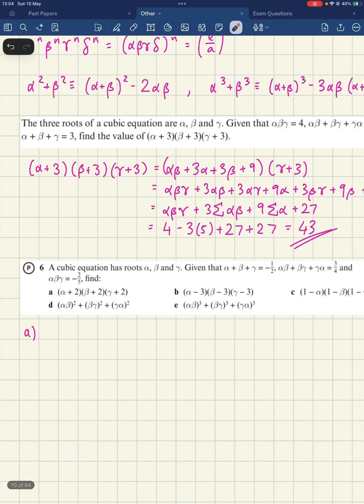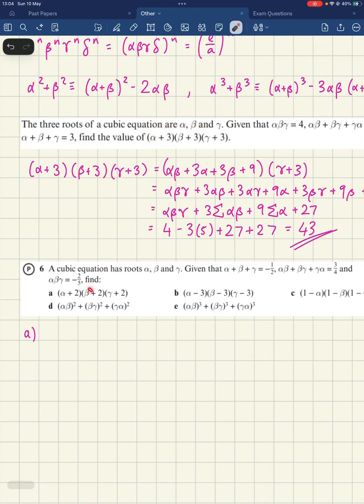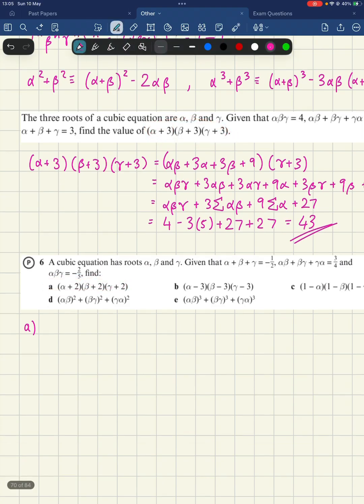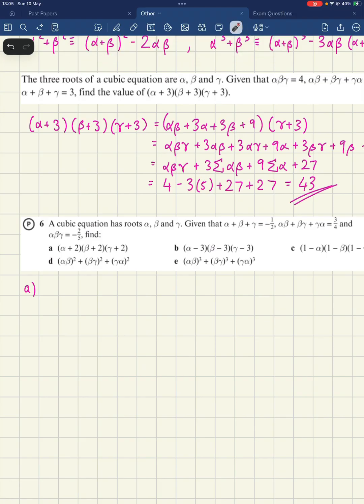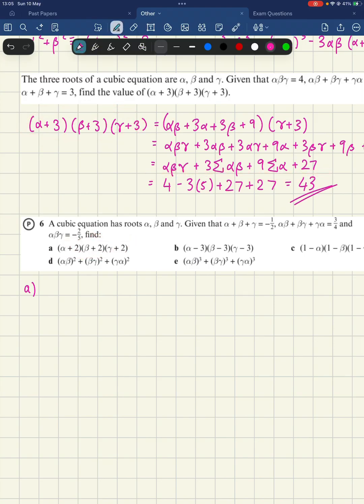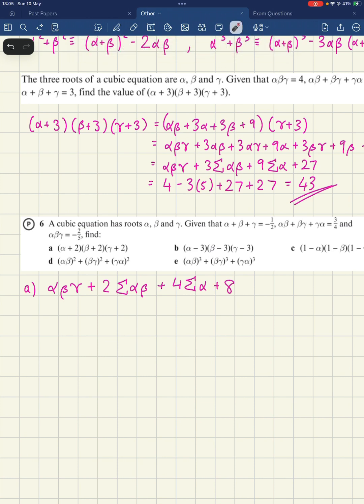Part A. Here we've got a similar sort of thing. Here we just had alpha plus 3, beta plus 3, gamma plus 3. Here we've got alpha plus 2, beta plus 2, gamma plus 2. Just go ahead with the expanding. So when we expand all this, you can figure out what it's going to be, because when we had it all plus 3, it became this. When it's all plus 2, it's going to probably be alpha beta gamma plus 2 sigma alpha beta plus 4 sigma alpha plus 8. Because this was 3 squared, this was 3 cubed, so we're going to have 2 squared, 2 cubed.